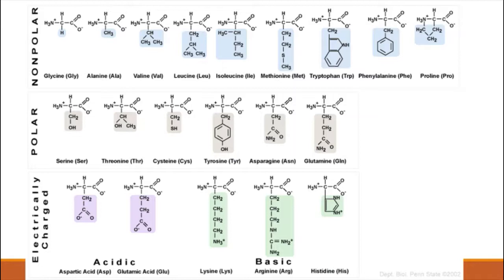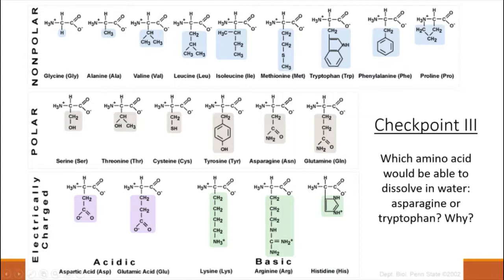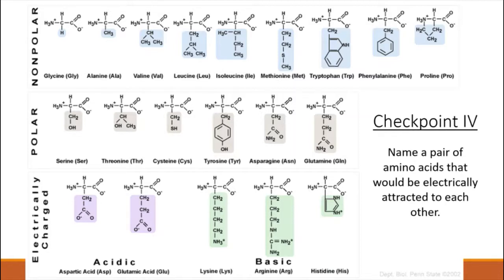Now, based upon what we learned in our previous lecture, I want you to tell me which amino acid would be able to dissolve in water, asparagine or tryptophan, and why. So you'll have to find these two amino acids and which category they belong to in this table. And then based upon what you know about nonpolar and polar things and their capability to dissolve in water, which one of the two could dissolve in water and why. After that, I want you to tell me a pair of amino acids that would exhibit an electrical attraction to each other.